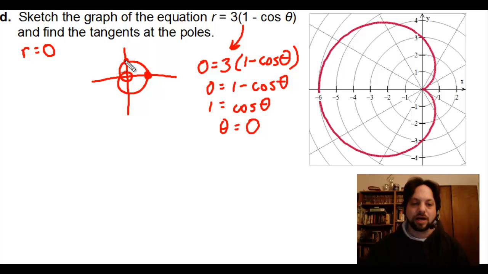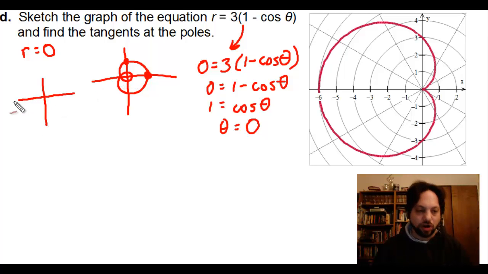Here would be theta equals pi over 2, and we'd have some garbage going on in here. So I'm just warning you to be very careful. Even if it is a cardioid, that doesn't necessarily mean that anything's going to happen, or rather that the pole is where theta equals 0.